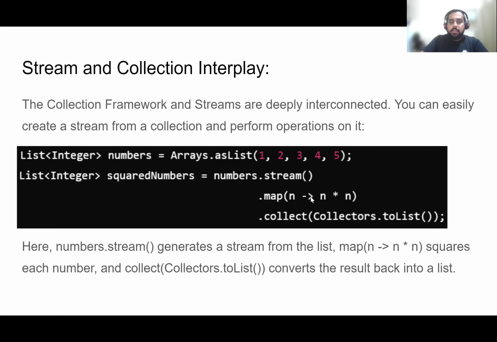This is a lambda expression we are using, functional programming. That means the body will be n into n. Whatever data I get one by one, I'm multiplying it with itself. That means I'm squaring. Dot collect, Collectors dot toList. Here, numbers dot stream generates a stream of data from the list, map n arrow n into n squares each number, and dot collect with Collectors dot toList converts the result back into a list.